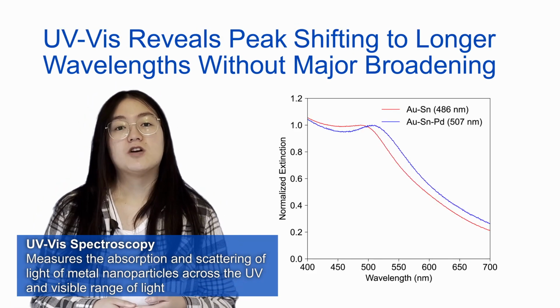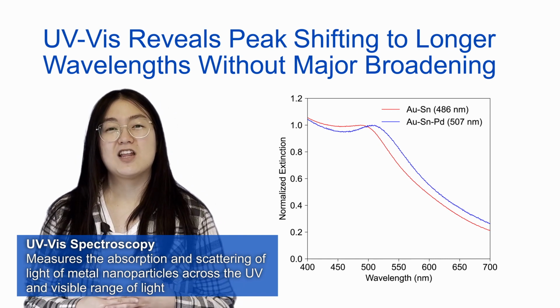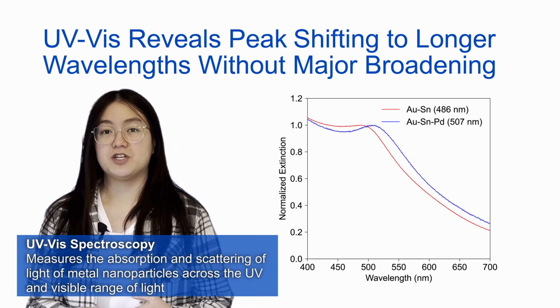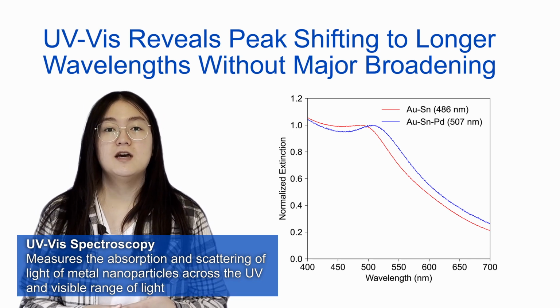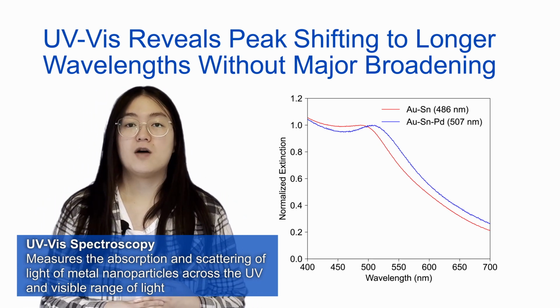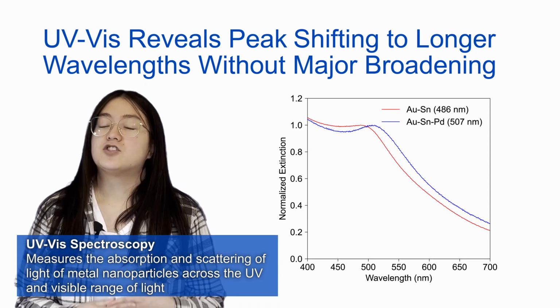UV-vis spectroscopy then showed that the nanoparticles absorbed light at a slightly longer wavelength and lower energy in the visible region after palladium addition. Despite palladium having poor light absorption compared to gold and tin, the peak did not broaden significantly, meaning that their optical properties remain suitable for many light-driven applications.